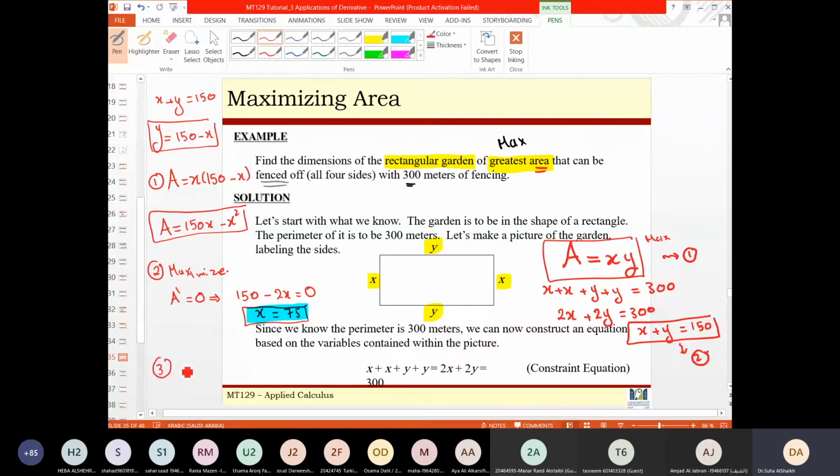Now step number 3, I need to find the y. Now I know that y is equal to 150 minus x, and the x is 75, so the y is 150 minus 75. So this will give me that the y is equal to 75, and this answers the question. They asked me, what is the dimension? The x is 75, and the y is 75 as well. Okay. Any questions?